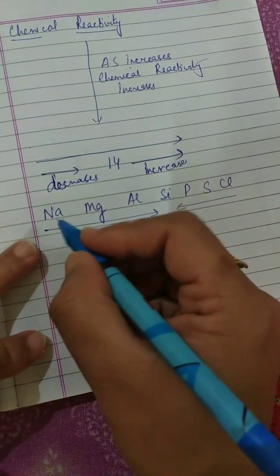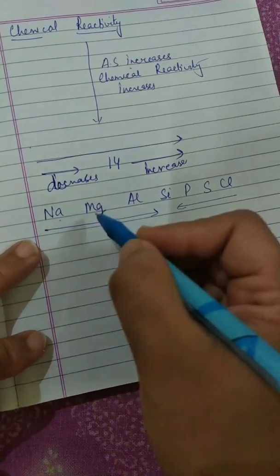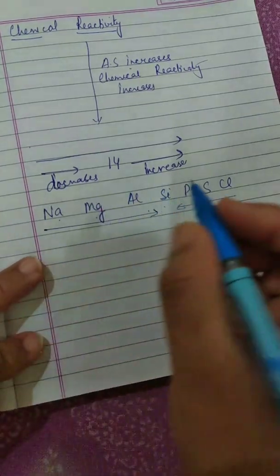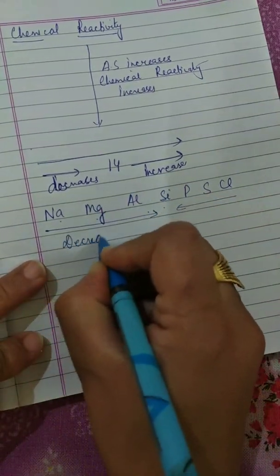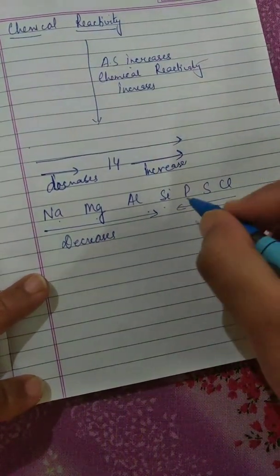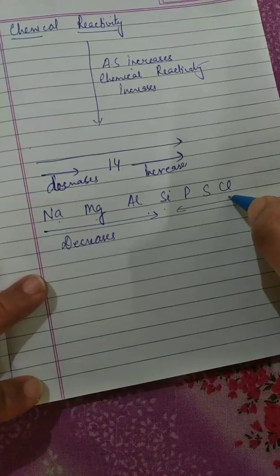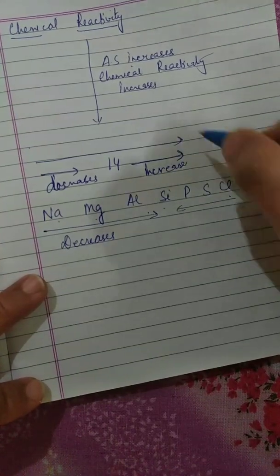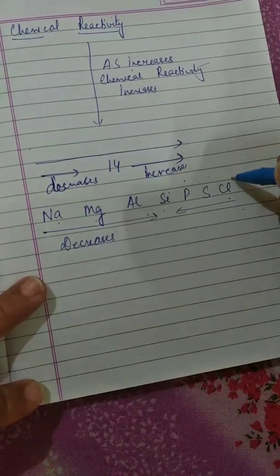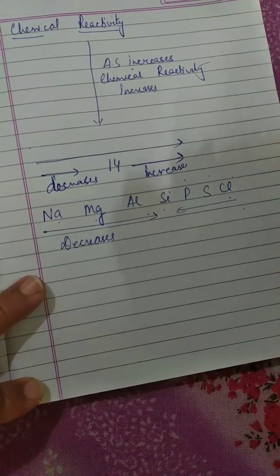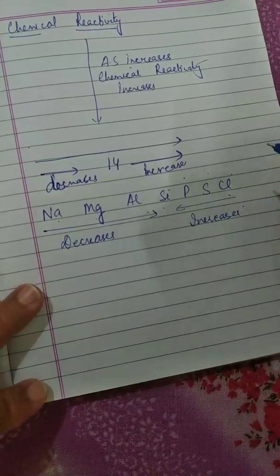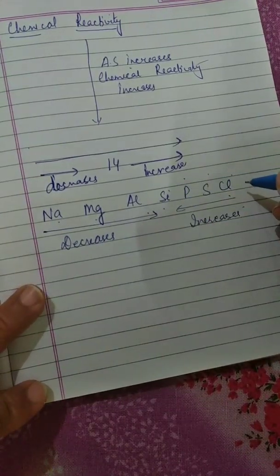Reason is, it is very easy to remove one electron, difficult to remove two, and very difficult to remove 3 and 4 electrons. Therefore, the chemical reactivity decreases. On the other hand, in case of non-metals, as we move from silicon to chlorine, tendency to gain electron increases. Very difficult to gain 3 electrons, easy to gain 2, and very easy to gain 1 electron. Therefore, chemical reactivity increases from group number 14 to group number 17.